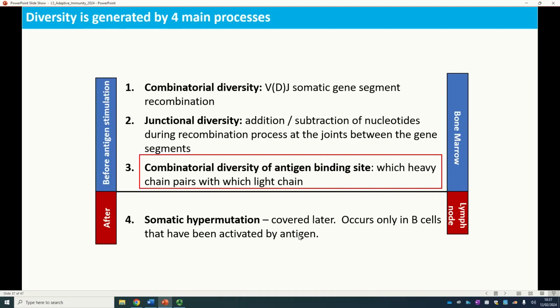And then we have somatic hypermutation that we'll talk about later, so don't worry about that just now, but that can give us further variability that's quite important. But that only occurs once the B cells have been activated. So this is what we're looking at today, what's going on in the bone marrow.